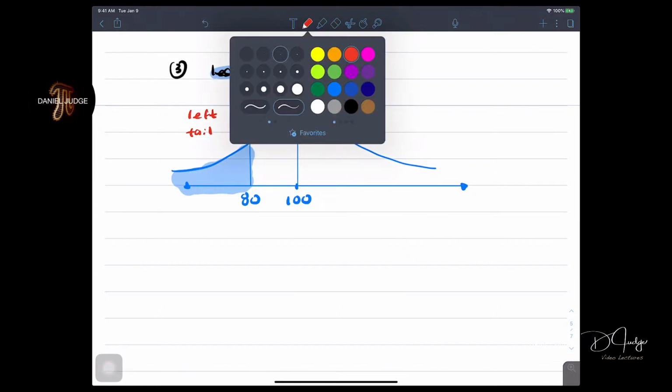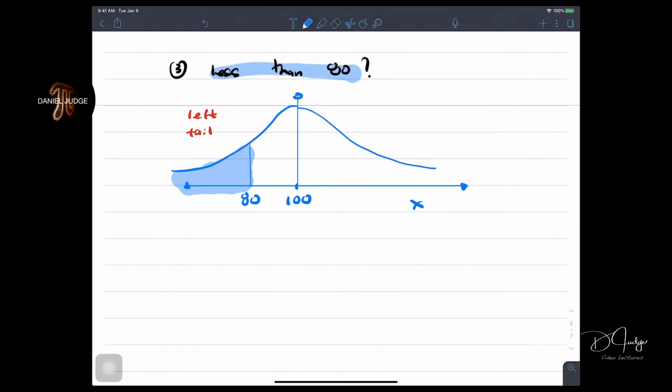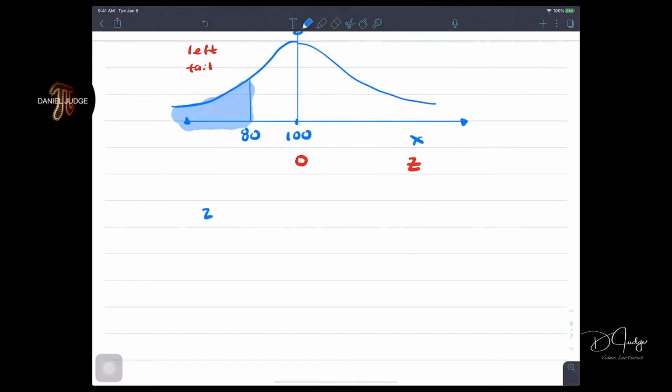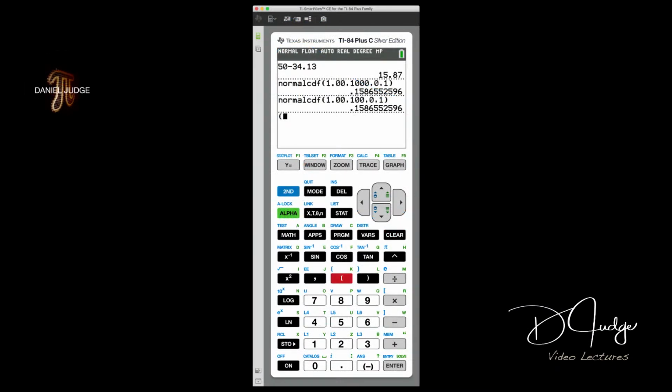So these are all, again, x values. We have to convert them to z values. 100 becomes 0. The question is, what does 80 become? Here's my conversion formula: z is x minus 100, over 15. We're going to plug in 80. So z becomes 80 minus 100 over 15. Approximate your z values always to the hundredths because your table goes out to the hundredths. So 80 minus 100, divided by 15, we get negative 1.33.